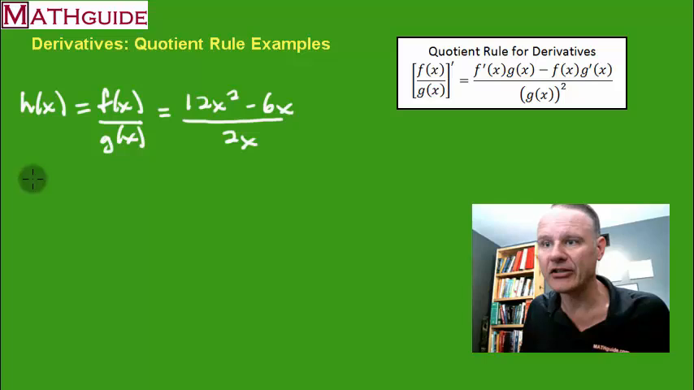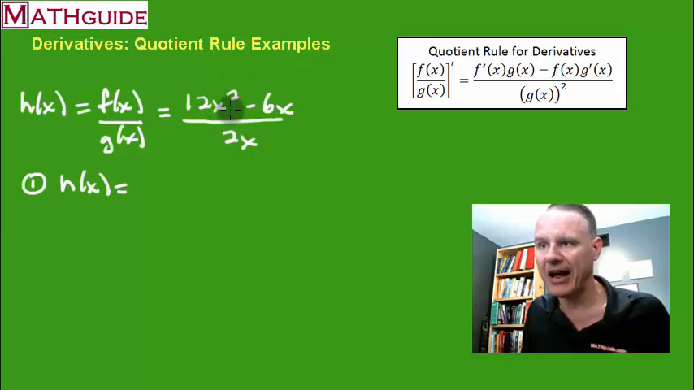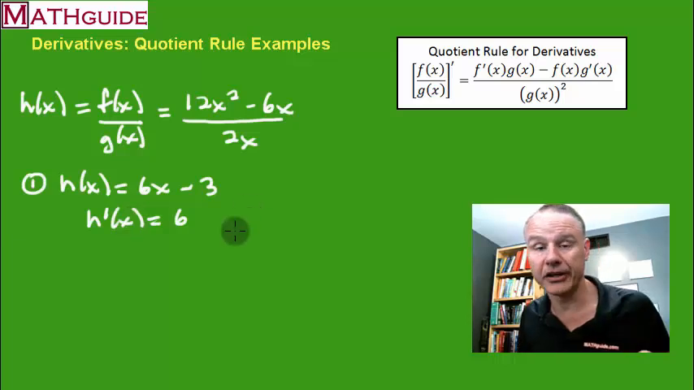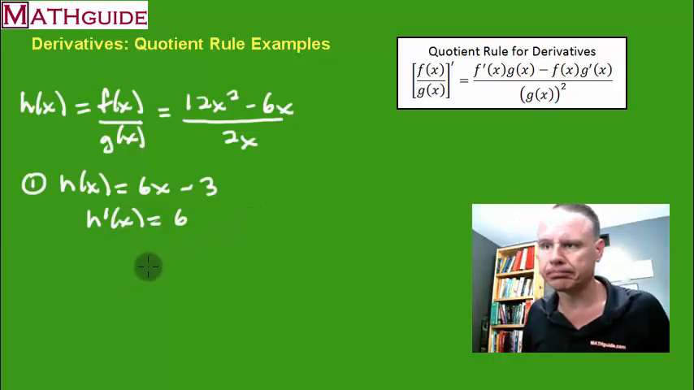Well, there are two different ways to do it. The easiest way, I would assume, is you would first divide these. I'm going to take 12x squared divided by 2x, you get 6x. You take negative 6x divided by 2x, and you get minus 3. And then you take the derivative. If you use the power rule for each of these terms, the derivative there would be 6. The derivative of a constant would be 0, and there you go. Done, right? Pretty easy to do.